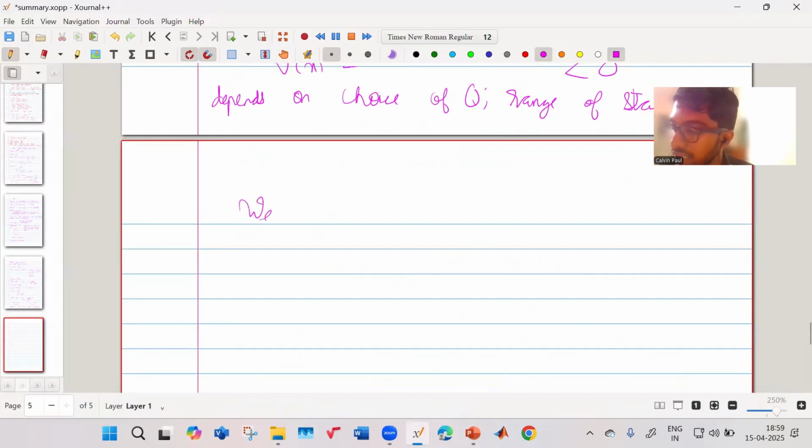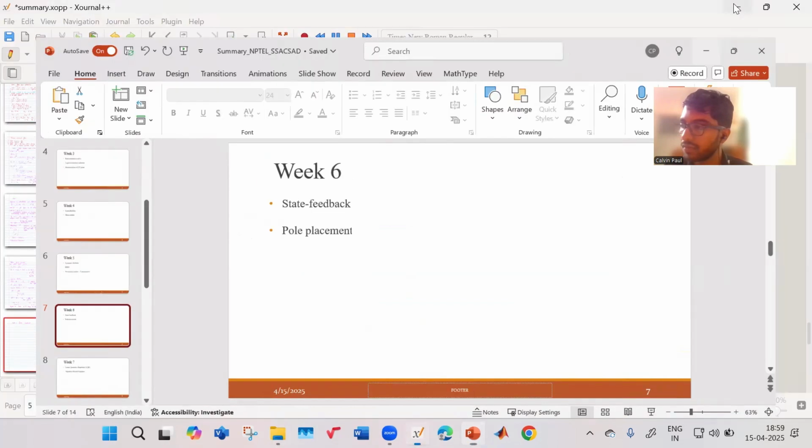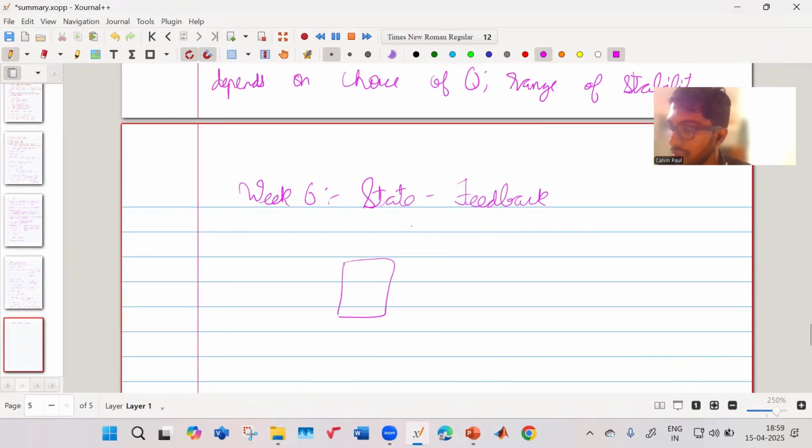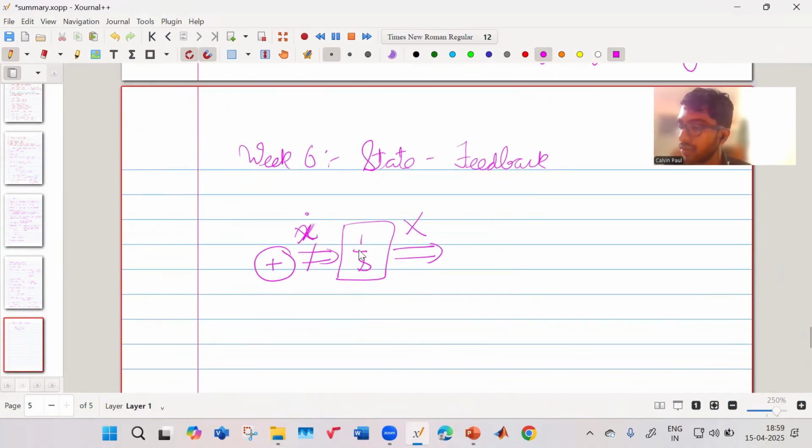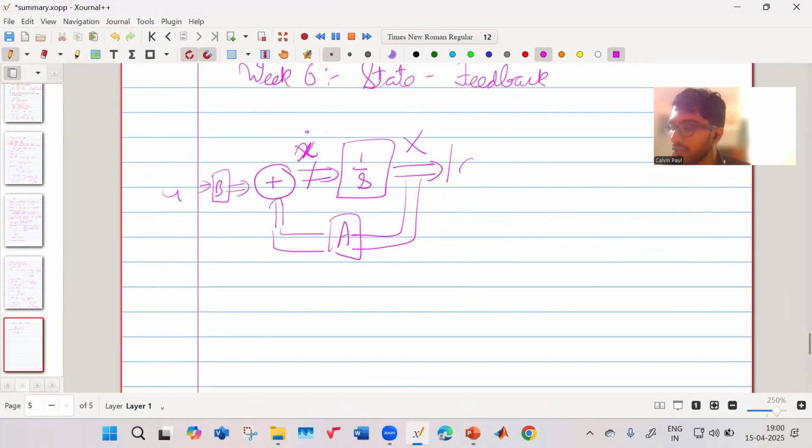Week 6 is a type of control design method which is known as state feedback. So what do we mean by state feedback? We have a system. This is 1 by S, this is the state x dot, this is the state X. What is this given by? x dot is equal to A into X plus B into U. And then you have C and D, and you add them, and you get your Y. This is the Y.